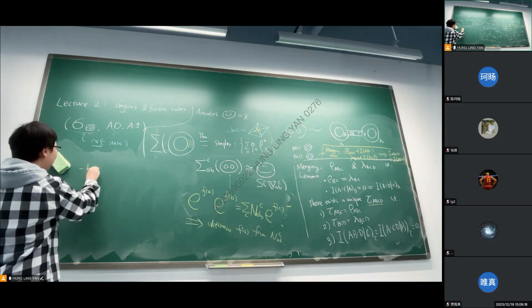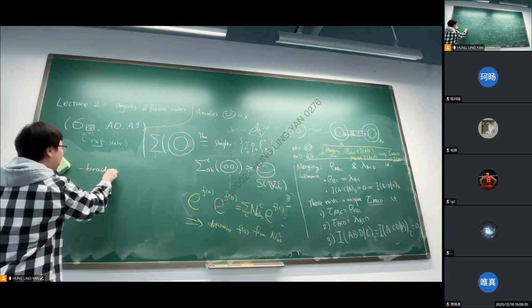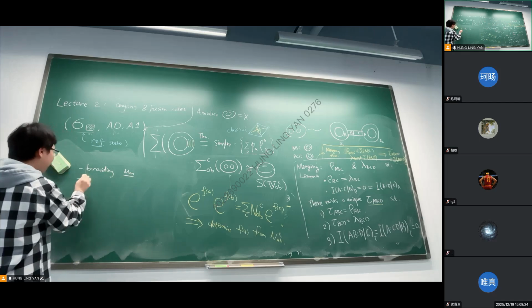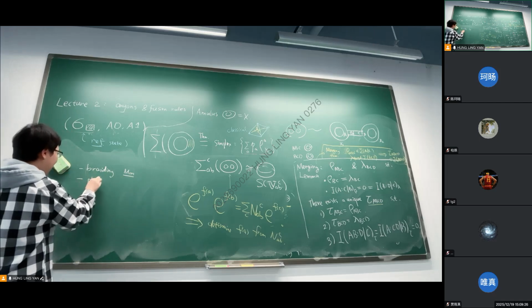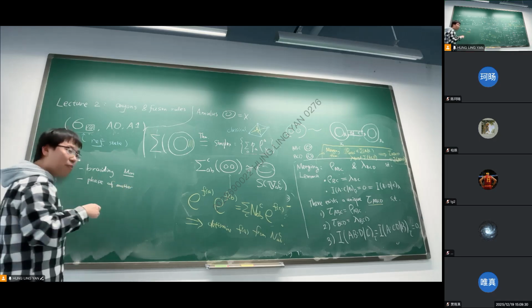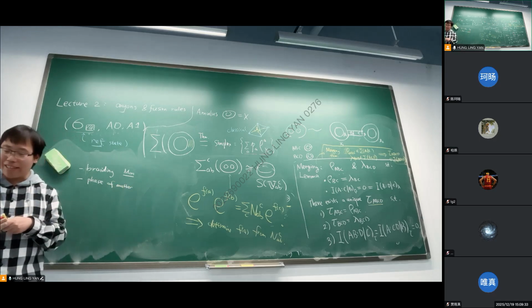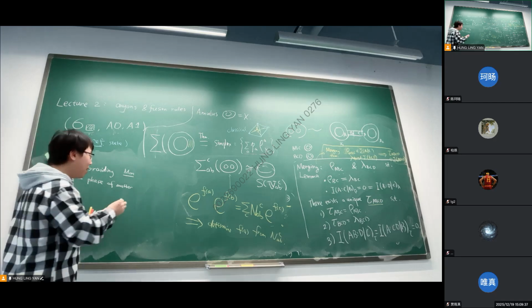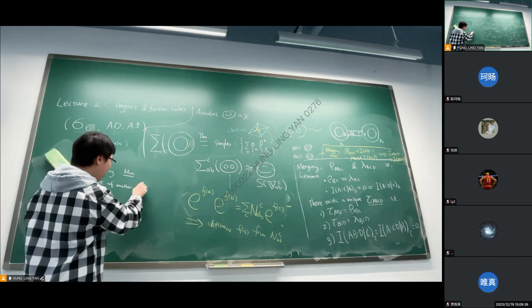Braiding, I think, will be in Monday's talk. And the phases of matter. Yes, topological order is about the phases of matter. How is the entanglement bootstrap relevant to the classification of phases of matter? I think I'll talk about this on Tuesday.